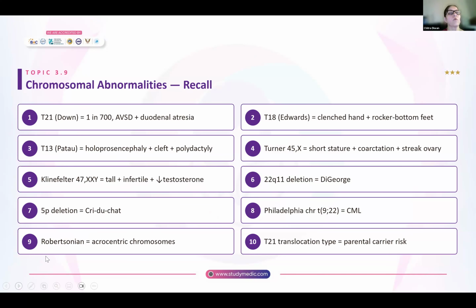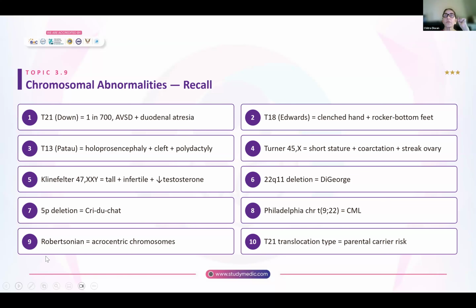Now coming to a quick recall. So trisomy 21 or Down: the risk is 1 in 700 live births, atrioventricular septal defects, duodenal atresia. Remember the double bubble sign that you see on ultrasound or even when an X-ray abdomen is done. T18 or trisomy 18 is Edwards: clenched hands, rocker bottom feet, and fetal growth restriction. T13 is Patau: holoprosencephaly, cleft lip and palate, polydactyly, again with severe early fetal growth restriction. That is either Patau or Edwards.